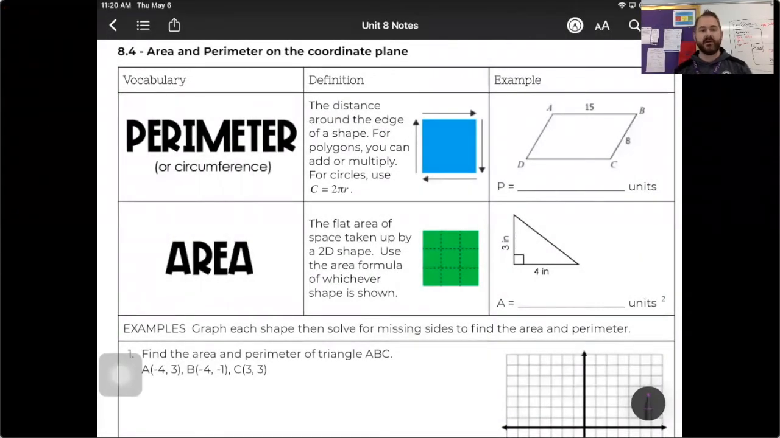In today's lesson video for day 8.4, we are going to be talking about area and perimeter in the coordinate plane. Now, you should remember a lot of what we talk about with area and perimeter from the previous unit, Unit 7. We talked about these formulas.